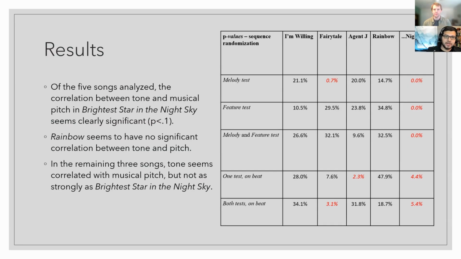Out of the 5 songs that we looked at, the correlation between tone and musical pitch in Brightest Star in the Night Sky seems the most significant, with a p-value of less than 0.1. Out of the other songs, Rainbow seemed to have no significant correlation between tone and pitch, and the remaining 3 were sort of a mixed bag. The tone seemed to correlate with musical pitch, but not as strongly as Brightest Star in the Night Sky.